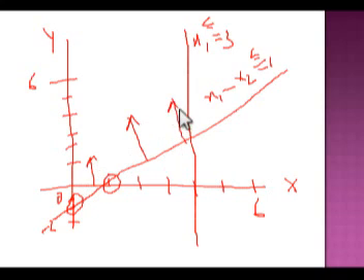And when we put the origin (0, 0) here, 0 is less than 3. So the origin lies in this constraint's solution space. So this will be the solution space.